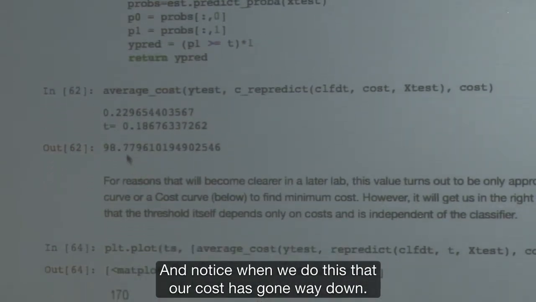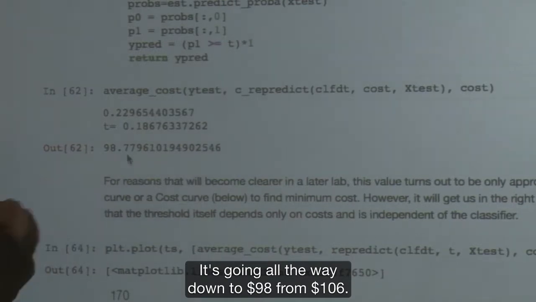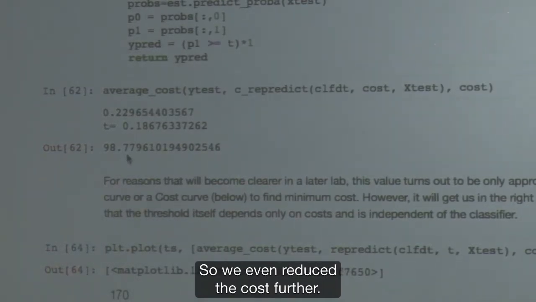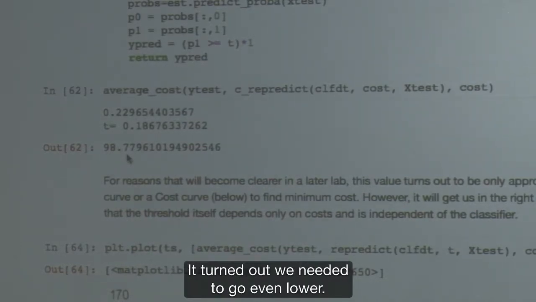And notice when we do this, that our cost has gone way down. It's gone all the way down to 98 from 106. So we even reduced the cost further. Remember, earlier we tried for the 106, we tried at 0.3. Turned out we needed to go even lower.